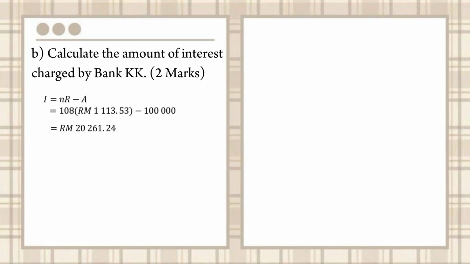Now, let's move on to question B. It wants us to calculate the amount of interest charged by Bank KK. Amount of interest means we should look for I. This is the formula that we will use. Once again, replace all the keywords with the given information from question A, solve it, and then we will get the final answer, which is I equals to 20,261 ringgit and 24 cents.